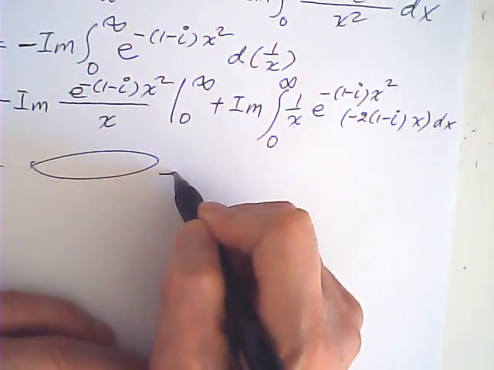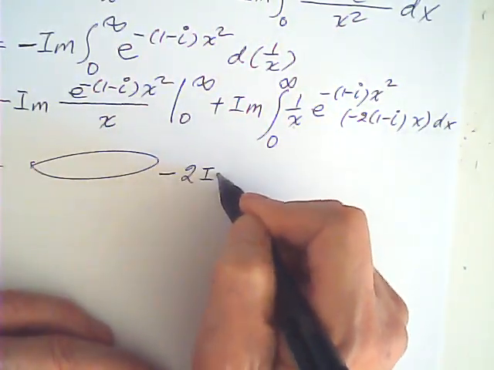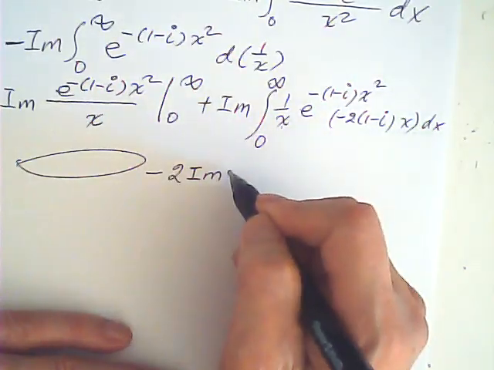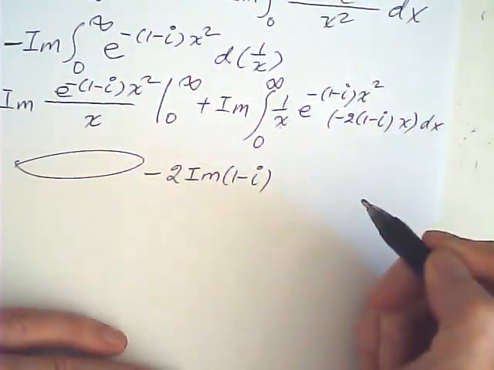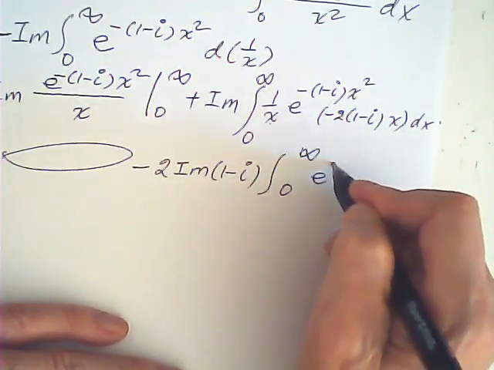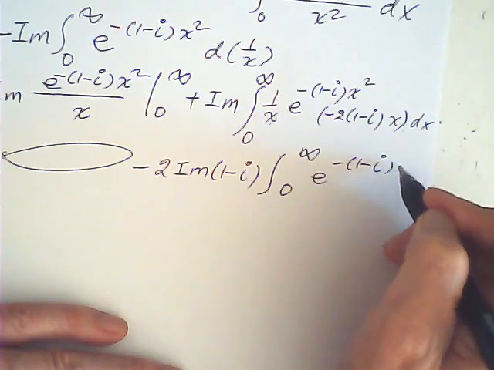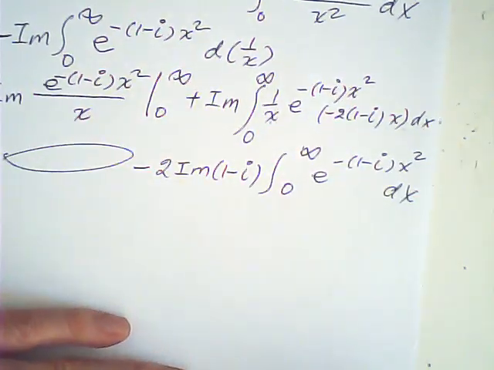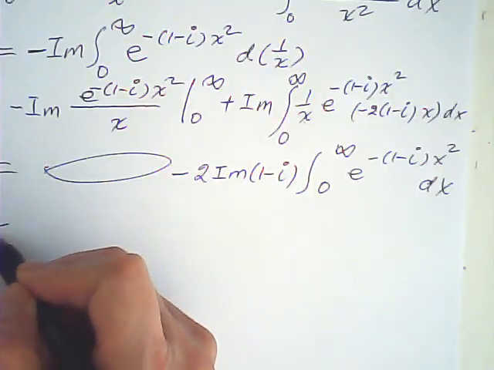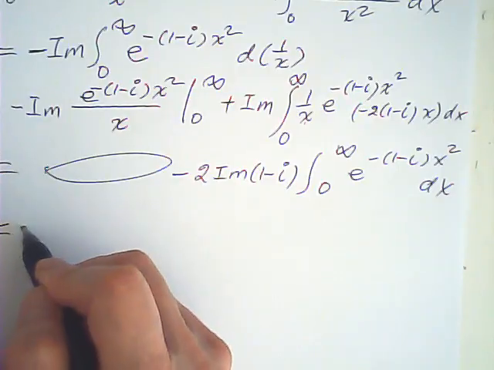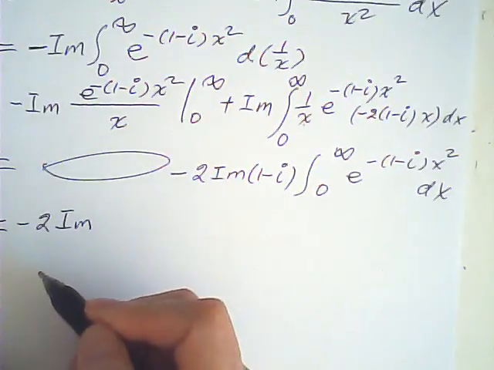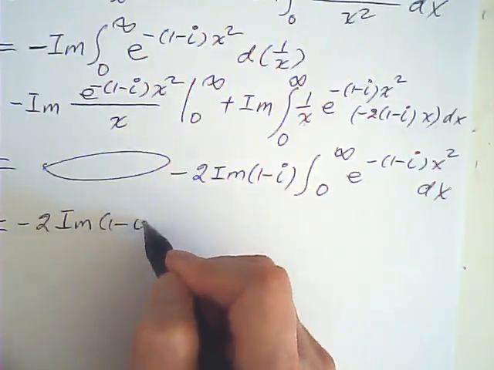It becomes negative 2 times the imaginary part. I take the constant out, 1 minus i, and the integral from 0 to infinity, e to the negative (1 minus i) x squared dx. Wow, finally a little clearer. Now this one is equal to negative 2 imaginary part of 1 minus i times the integral.